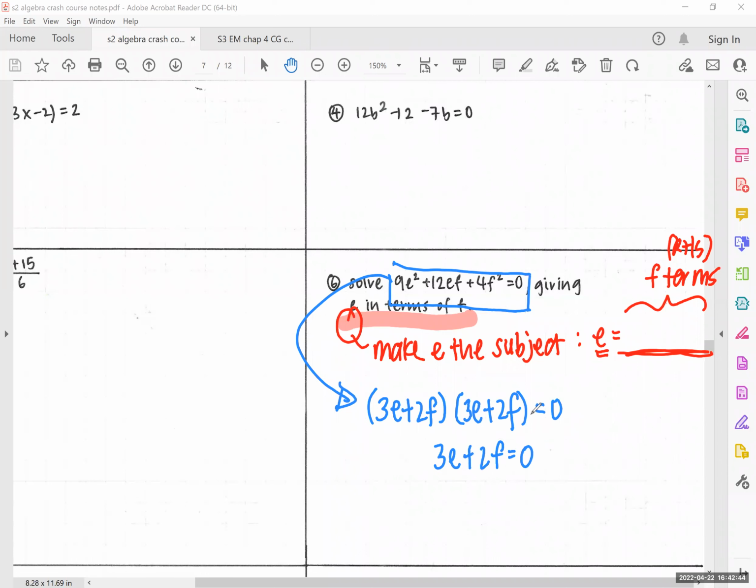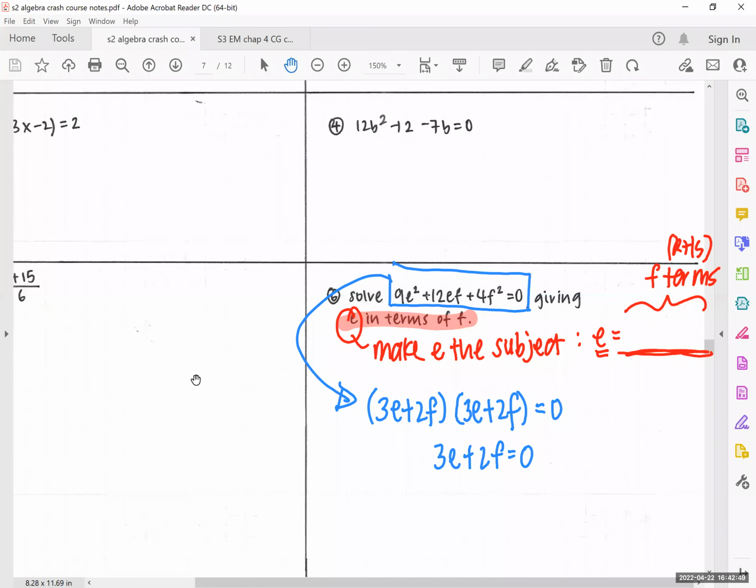Now, they clearly say that they want to make who the subject. If they want to make E the subject, means who must be on the left-hand side. So what must I do then? So what do I have now? 3e equals minus 2f. Then from here, I can say that E equals minus 2f over 3. Done. So E is equal to negative 2f over 3. And that's all for question number 6.